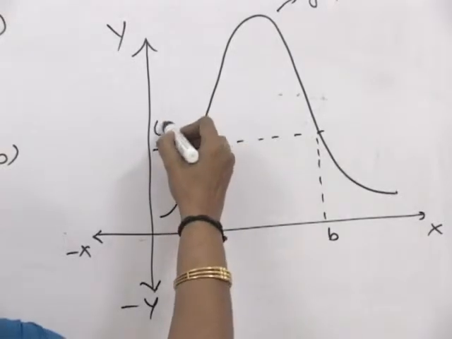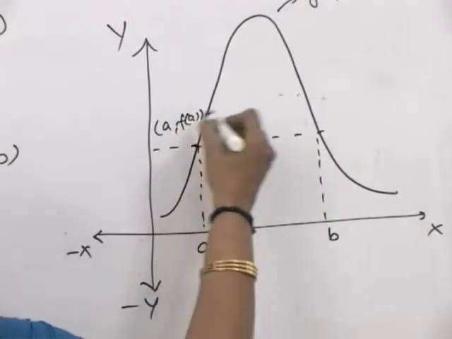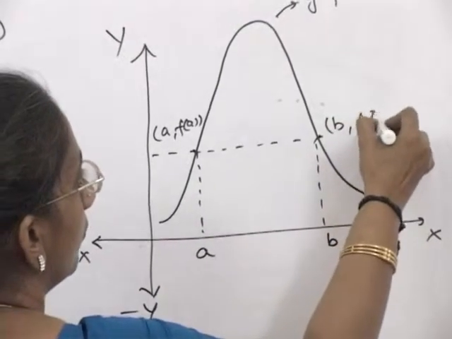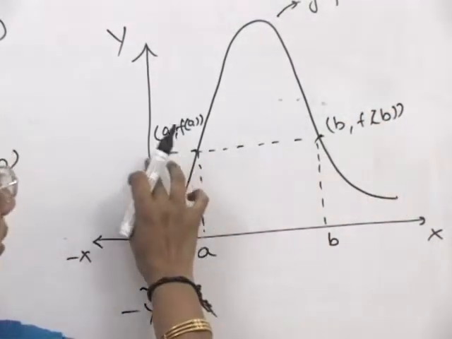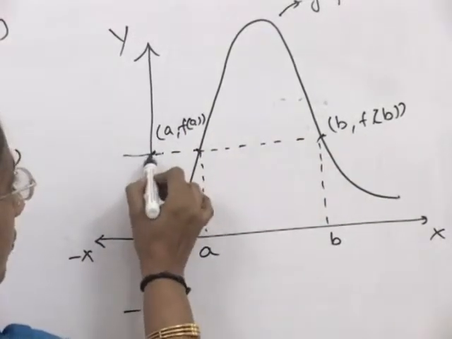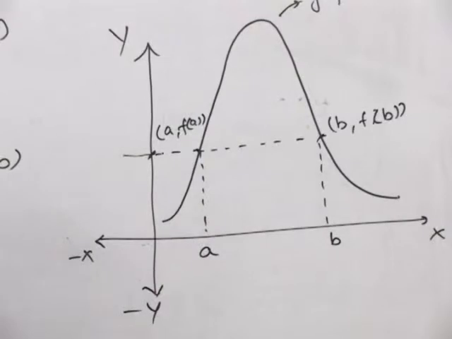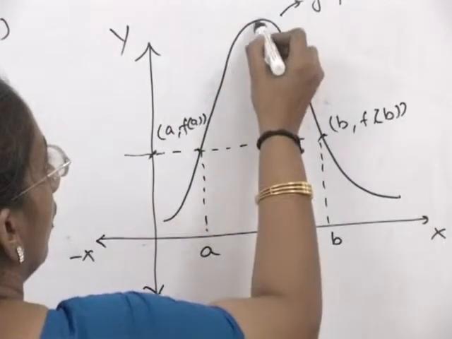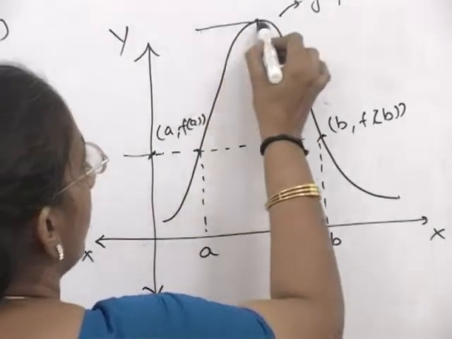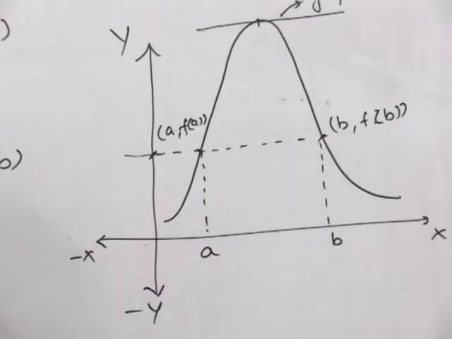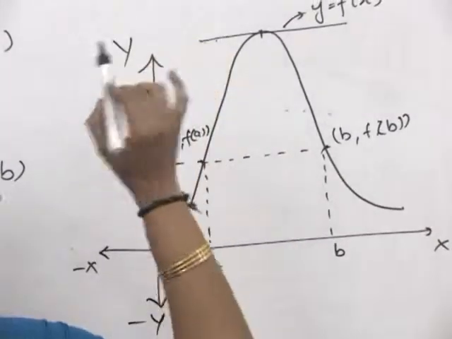Now what can you say about this point? This point is nothing but a comma f of a. What is this point? B comma f of b. Now it is very clear that the value of f of a is equal to the value of f of b, which is nothing but the value at this point. Now look at this point. If I draw a tangent, this tangent is going to be parallel to the x-axis. Now what is the slope of this tangent?